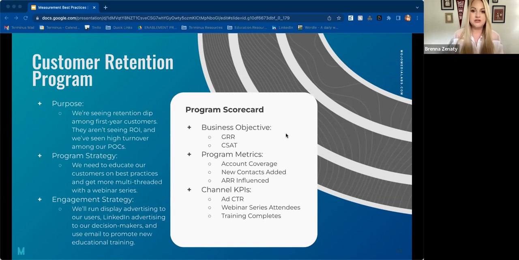So one of the channels we're going to use is, again, display advertising. And you'll notice a common thread here, because display advertising can be a super effective component of any ABM strategy that you're running. But in this case, we're running campaigns to existing customers.